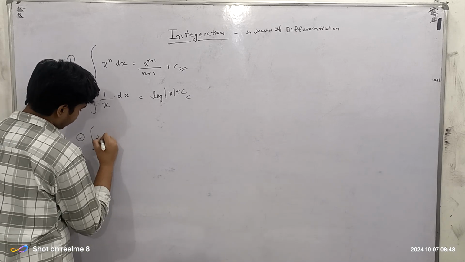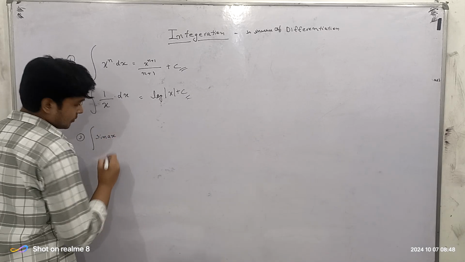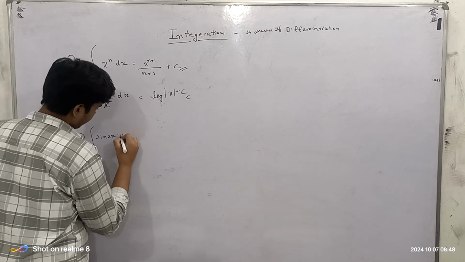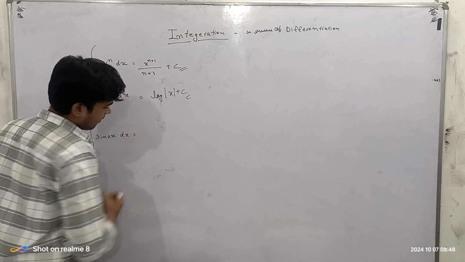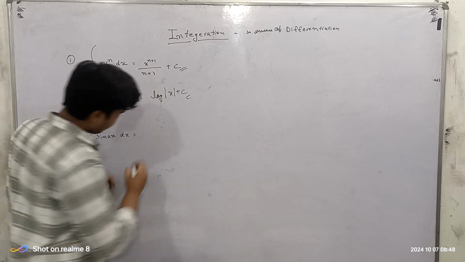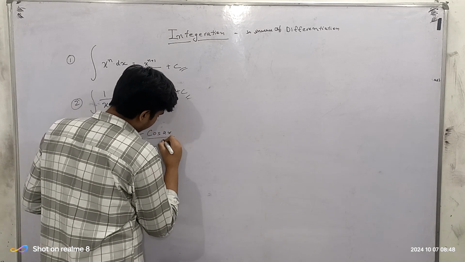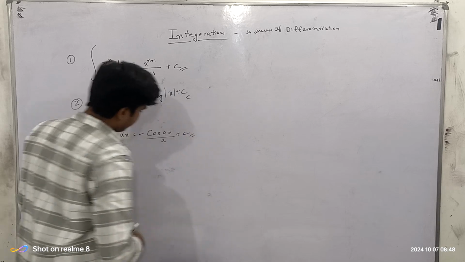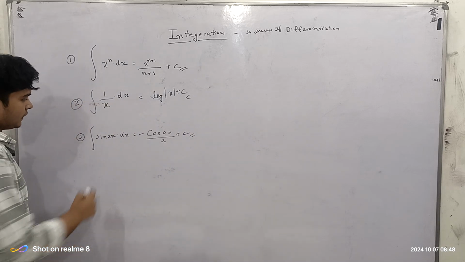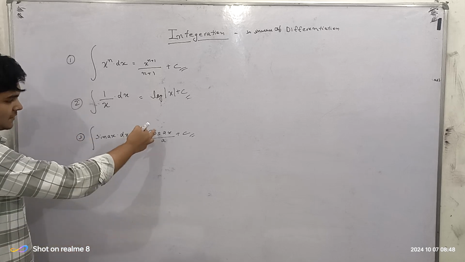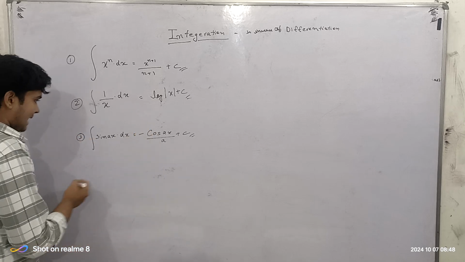Integration of sin ax dx, where a can be any constant: 1, 2, 3, 2x, 3x, 4x, equals minus cos ax by a plus c. This is the integration of sin ax. If we are given sin x, then it will be minus cos x. For sin 2x, it is minus cos 2x by 2, like this.